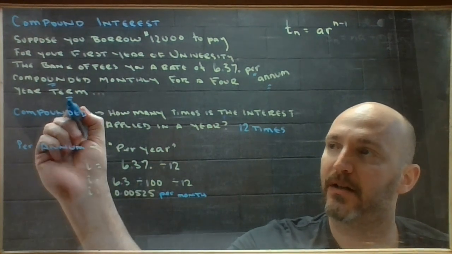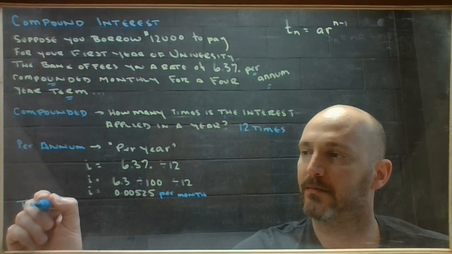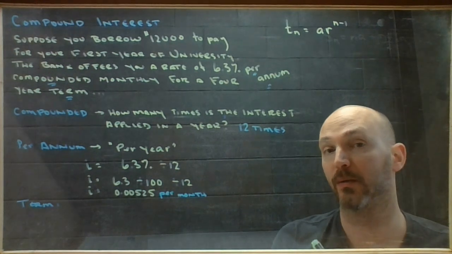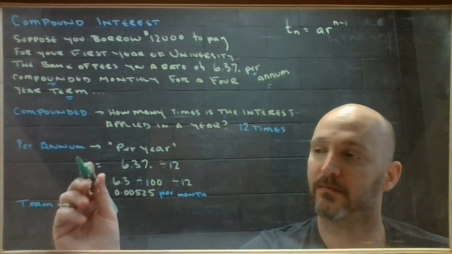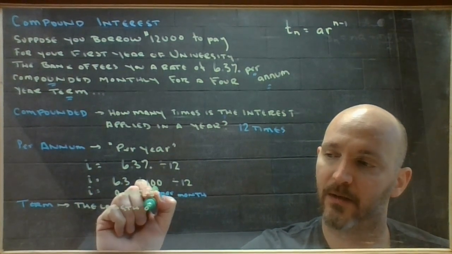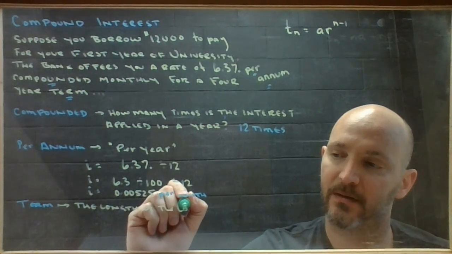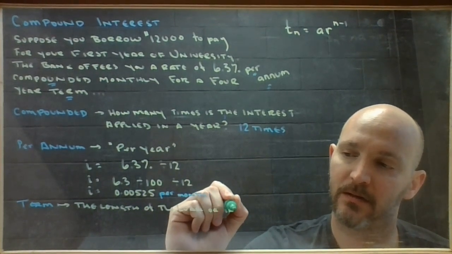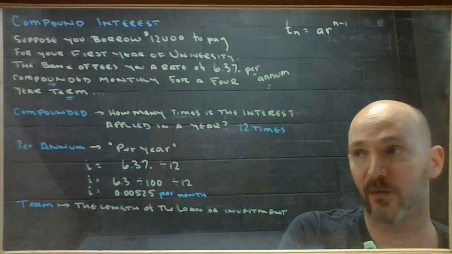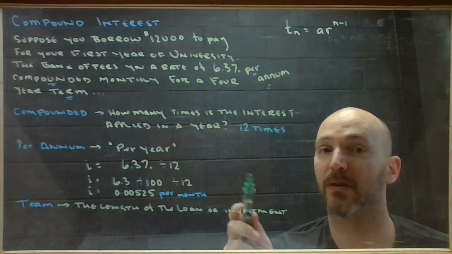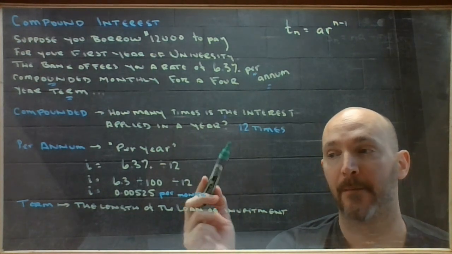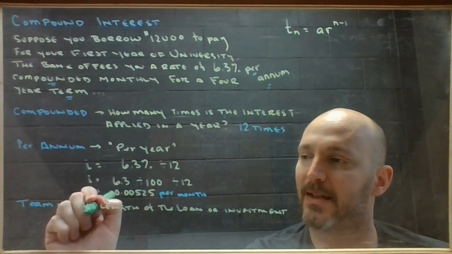Last word we're going to need up here is term. And term is how long the loan lasts. So that's the length of the loan or investment. And in this case, it does say 4 years up there, but 4 years is not the number you're going to use. You have to quote that term in compounding periods. So it's the length of the loan or investment in compounding periods.